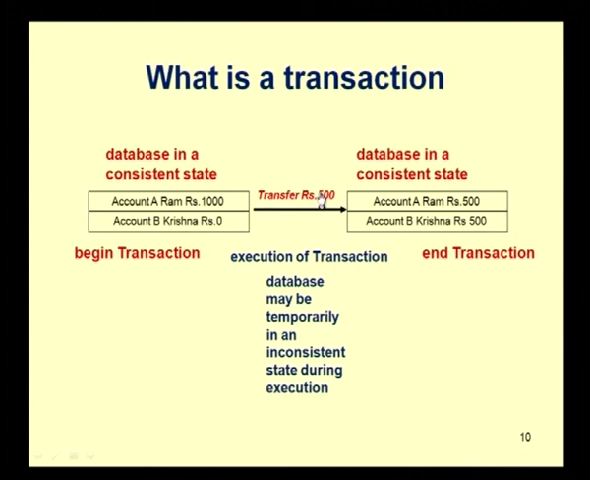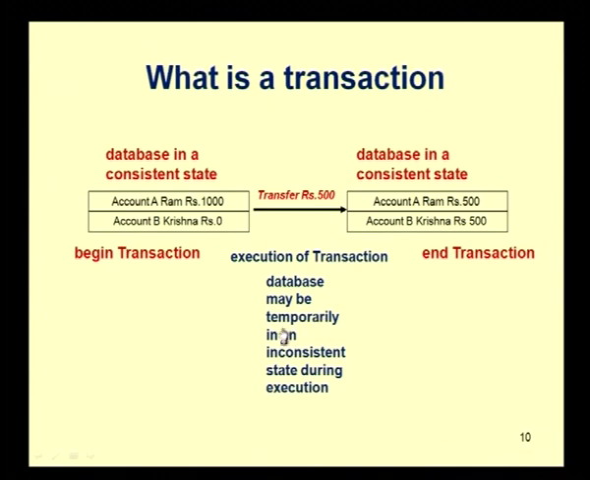This requires a lot of database operations. We are only talking about the transaction as a whole. So, you have to transfer rupees 500. When you do the transaction, at the end of the transaction, the database must again be in a consistent state. That is, account A of Ram should have 500 and account B of Krishna should have 500.